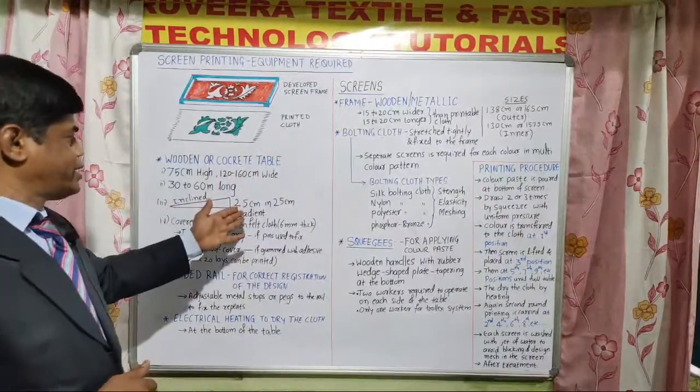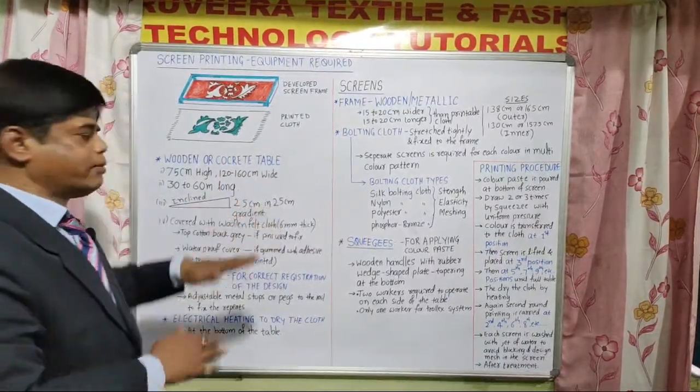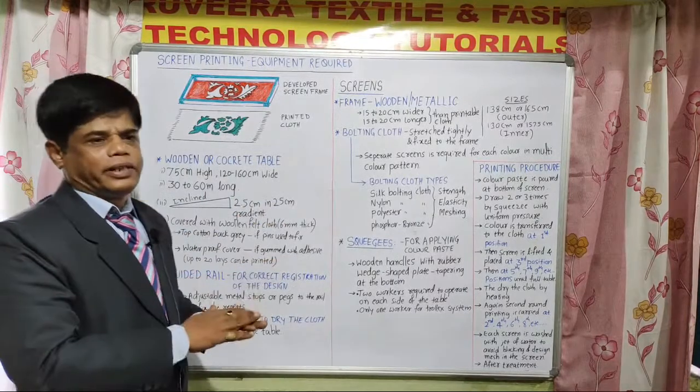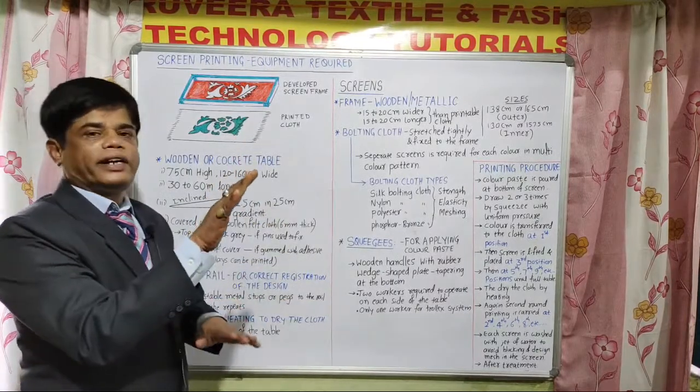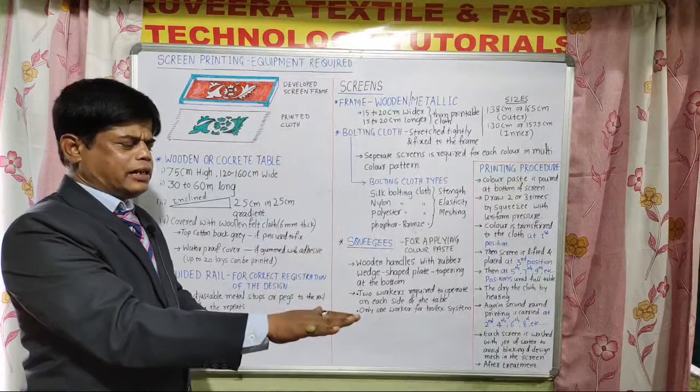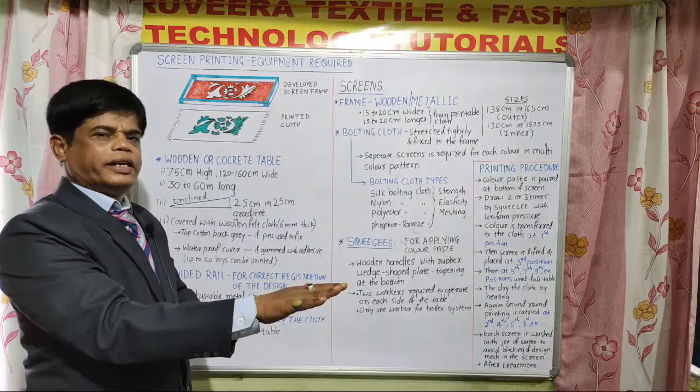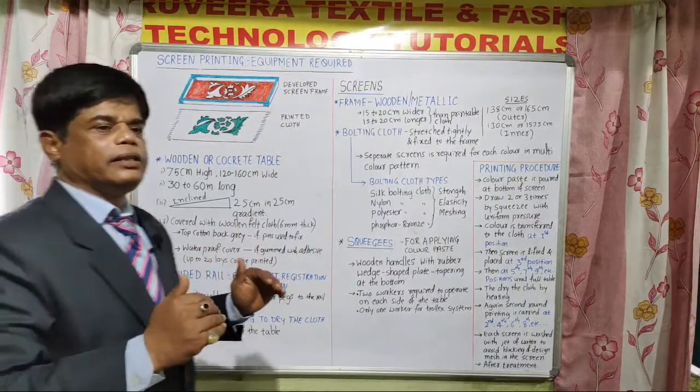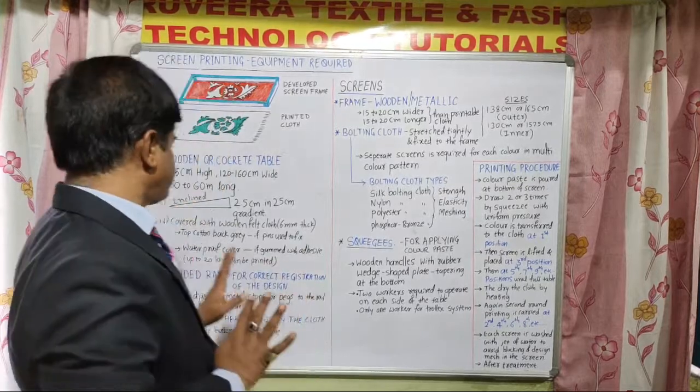Inclination is 2.5 centimeter in 25 centimeter gradient. There will be a little bit of gradient, not 45 degree inclination, just a little degree of gradient, to make it very easy for the printer.